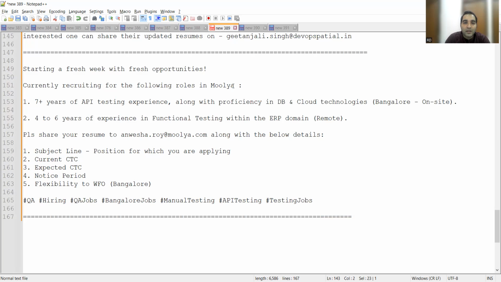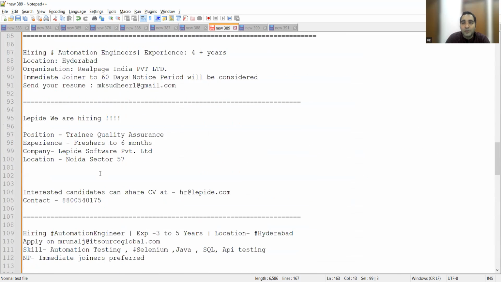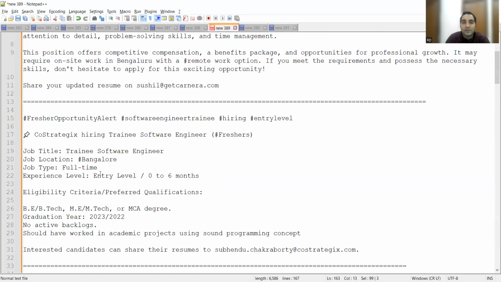Apart from this, there are further job opportunities with respect to Moolia company. They are hiring for 7+ years of API testing experience. They are looking for someone with proficiency in DBN cloud technologies, Bangalore on-site, and 4 to 6 years of experience in functional testing with the ERP domain. You can share your CV to this email address with the following details. Again, this is with respect to Moolia company. So these are a few of the job opportunities for freshers as well as experienced.